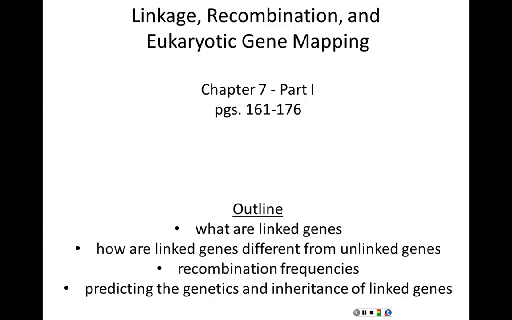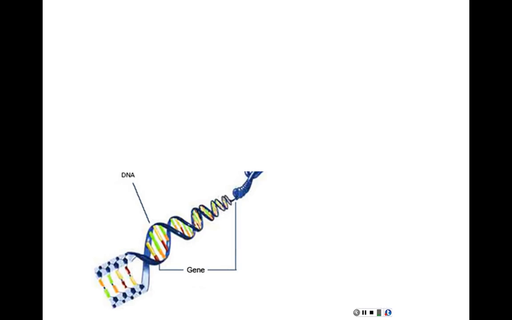Then we'll take it all together and say, okay, now that we understand what linked genes are and how they behave, we understand how recombination affects all that, can we go back and do what we were doing with Mendelian genetics? Can we predict the genetics and the inheritance patterns of traits that are linked? And we'll end the lecture with 2-point crosses as a way to map genes, and what that means and what it entails will obviously become clear by the end of the lecture.